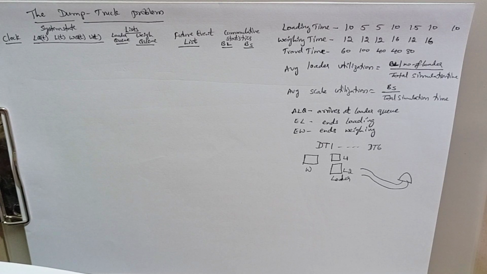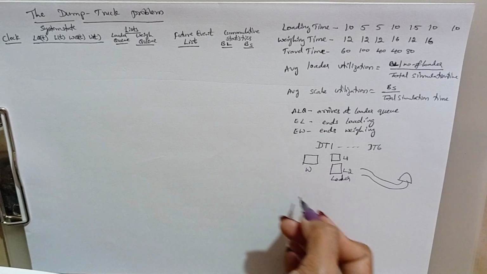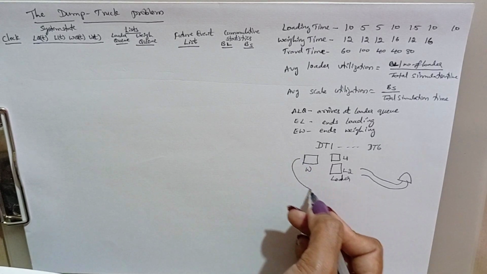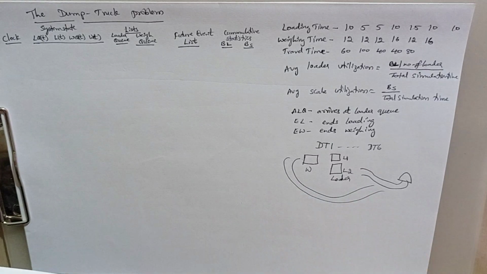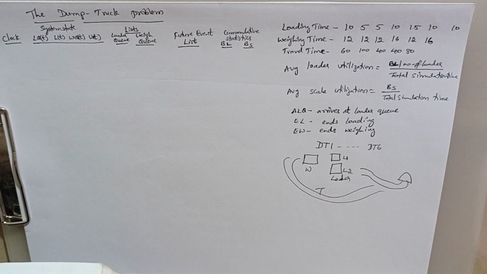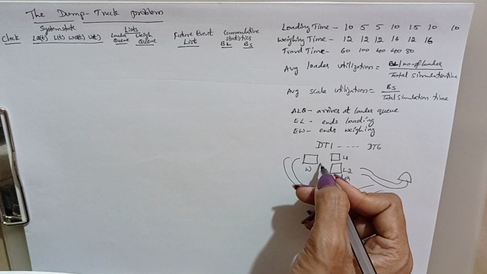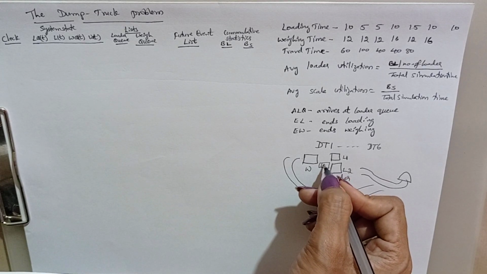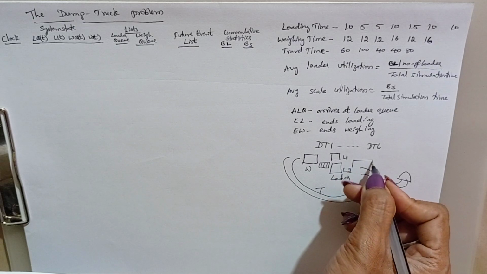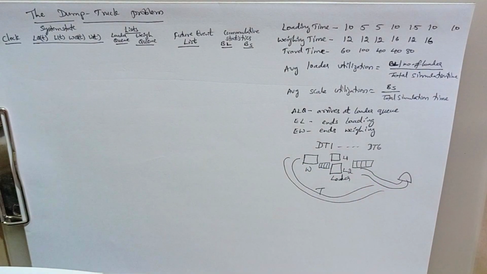And as soon as it is weighed, both the loaders and the scale have first come first serve. After loading, the truck immediately moves to the scale and then it moves to the road. That is the traveling time. This is the schematic diagram. If the weighing machine is busy, there will be a waiting queue. Likewise, if the loaders are busy, the trucks will be waiting in a queue.